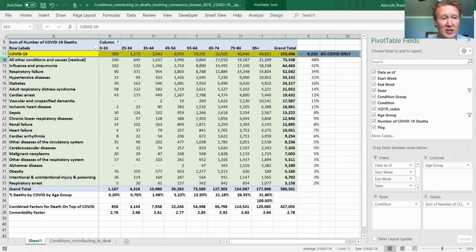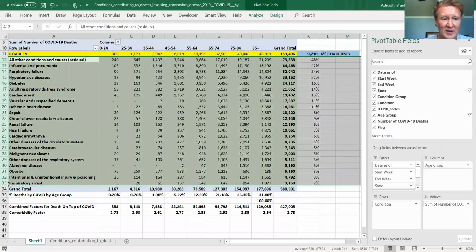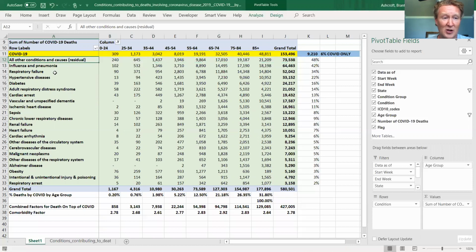Here's all your other conditions here. One of these to me is a little bit bogus. If I was doing this for myself, I would actually remove this one. I'm not going to do that, but I would, because this says basically "all other," and I'm not sure what that means. So it's really hard to do an analysis on all other. But the rest of them you'll recognize: flu, pneumonia, diabetes, cardiac arrest, sepsis, heart failure, etc.